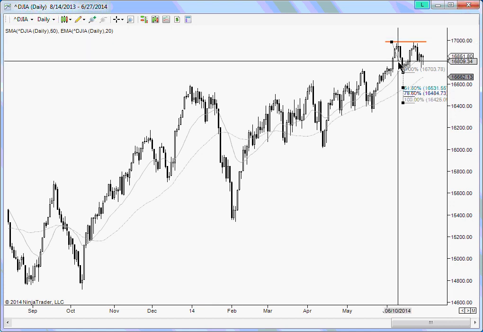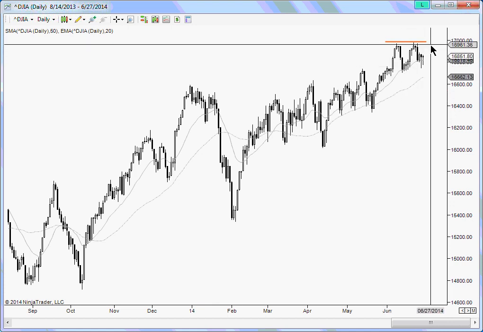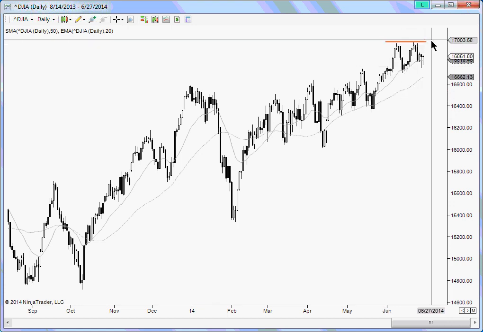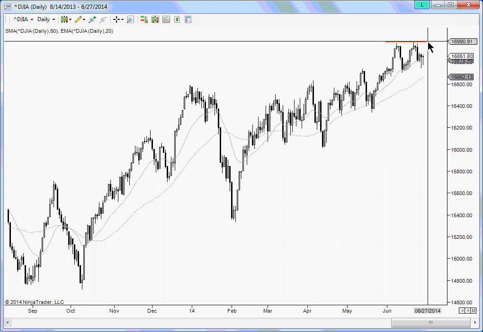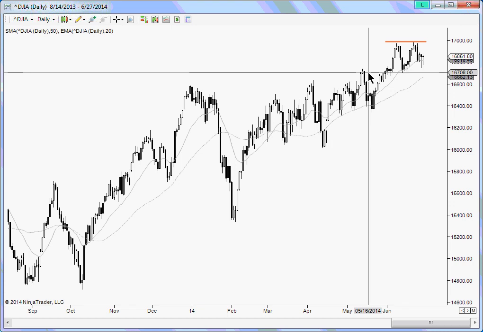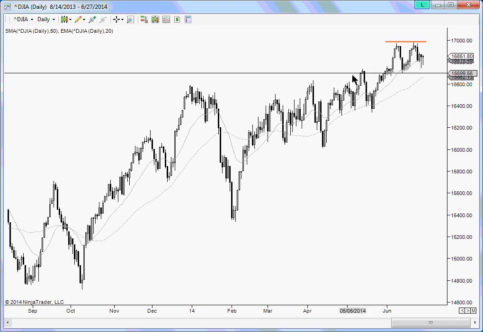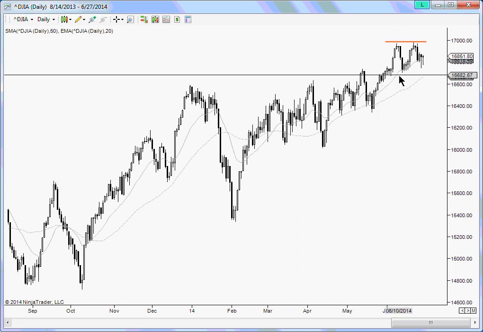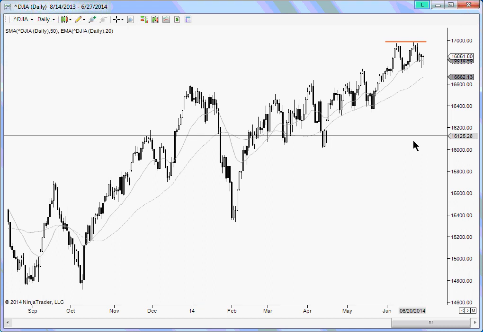But right now we're looking for the possibility of this market actually breaking through this resistance and making a new all-time high. If it comes down and tests this level somewhere around 16,700, then we watch for an opportunity for a setup to retrace back up on the long side.